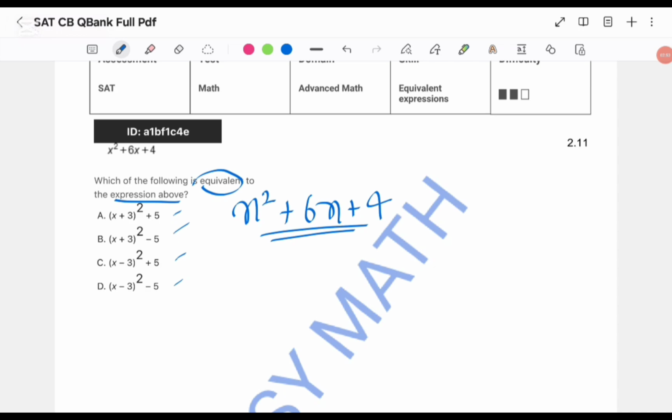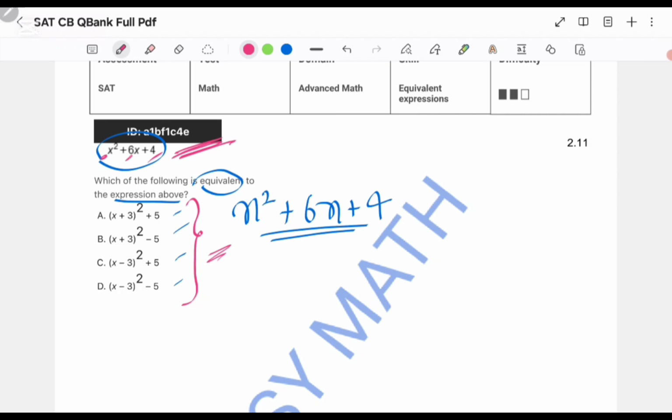Alright, so looking at this, we can see that this is a quadratic equation written in the standard form, which has your a, the coefficient of the highest power squared, which is 1, your b, which is 6, and then you have your constant c, which is 4. But as you can see in the answer choices, it's written in vertex form. Now, how do you go from standard form to vertex form? You need to complete the square to do this.